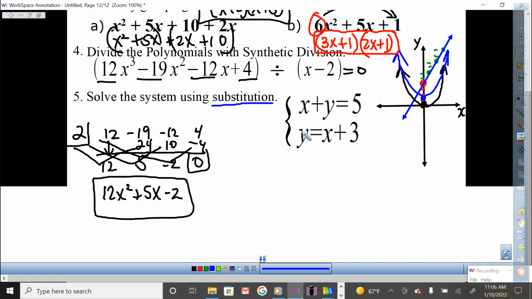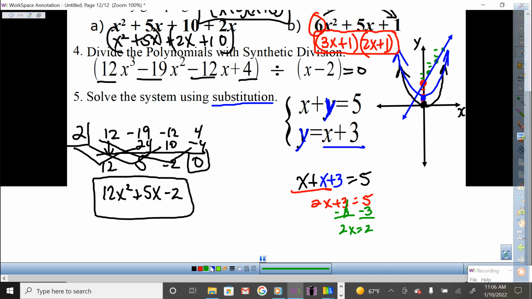There we go. This one's already solved for y. What is y? This. Which means we can substitute the value of y right here. Instead of writing y, what do we write? x plus 3. So I would write x plus, and instead of y, I would write x plus 3. Combine stuff. This is 2x plus 3 equals 5. Minus 3. 2x equals 2. Divide by 2, x equals 1. So my solution for this one in parentheses starts with x equals 1.